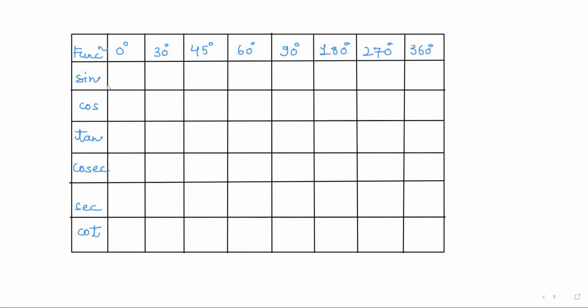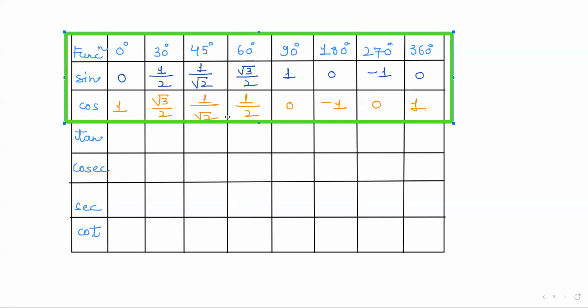So sine 0 is 0. Sine 30, you have already found it as 1/2. This is 1/√2. This is √3/2. This is 1. This is 0. This is -1. And this is 0. Cos is 1. Cos 0, 1. Cos 30, √3/2. Cos 45, 1/√2. Cos 60, 1/2. Cos 90, 0. Cos 180, -1, 0, and 1. So you have to memorize this table.